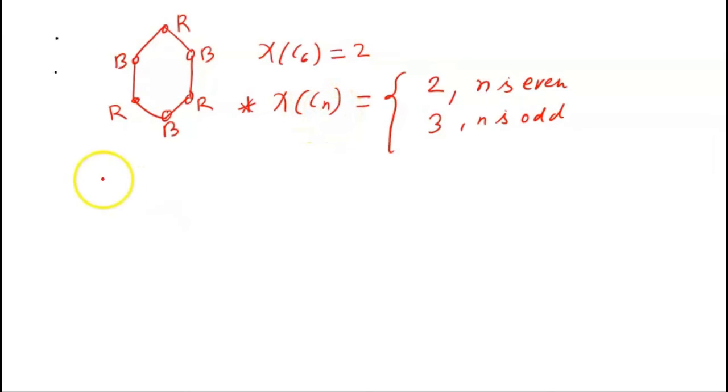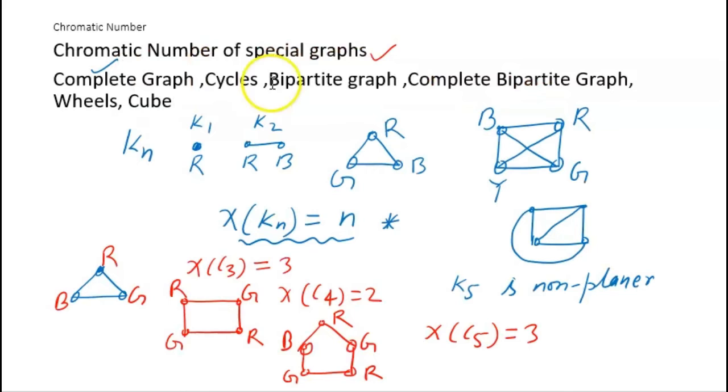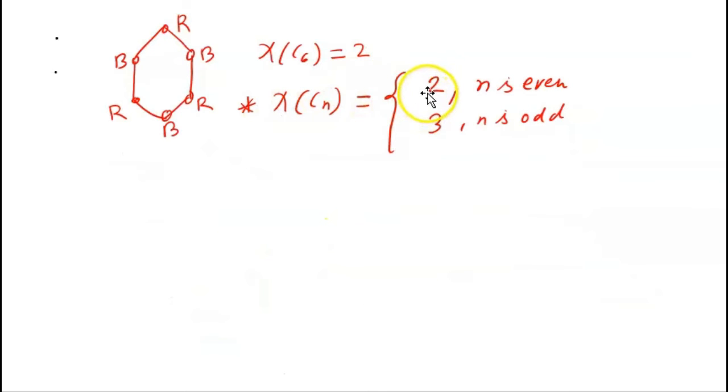But before that, let me quickly go to the other type of graph. For the complete graph, the chromatic number is n if it is Kn. For the cycle graph, the chromatic number is either 2 or 3 depending upon whether n is even or odd. Now let us talk about the bipartite graph. Suppose I take a complete bipartite example, K33, right?